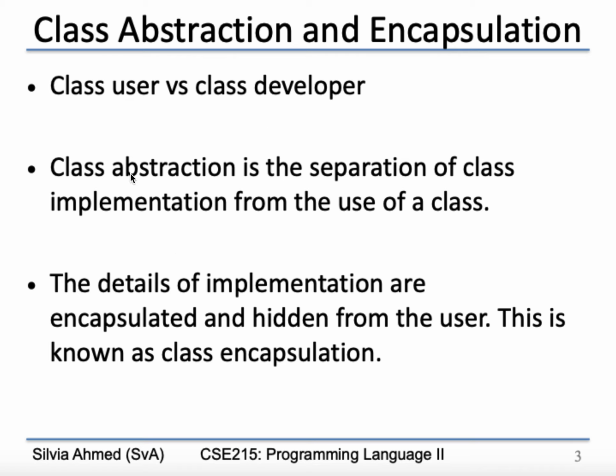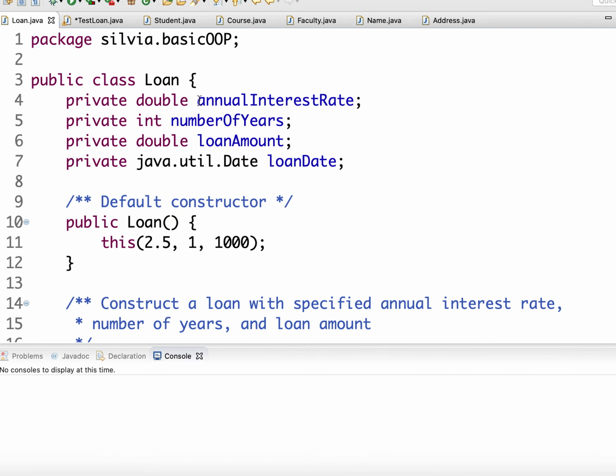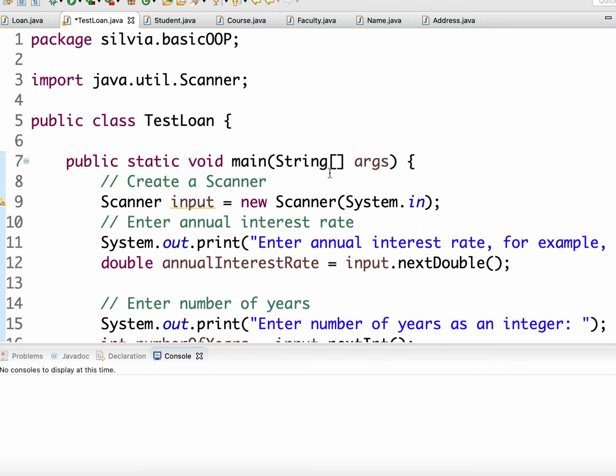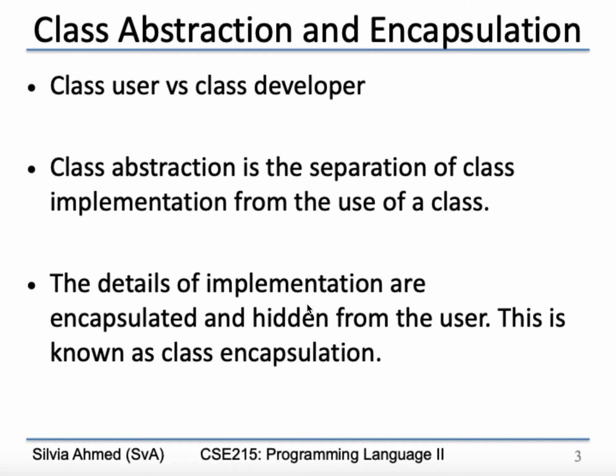Class abstraction is the separation of class implementation from the use of a class. Here the implementation of the Loan class is hidden from the TestLoan class. This is called class abstraction, and that's why classes are sometimes called abstract data types, or ADT. The details of implementation are encapsulated or hidden from the user, and this hiding of code is known as class encapsulation. So by doing class encapsulation, we actually achieve class abstraction.